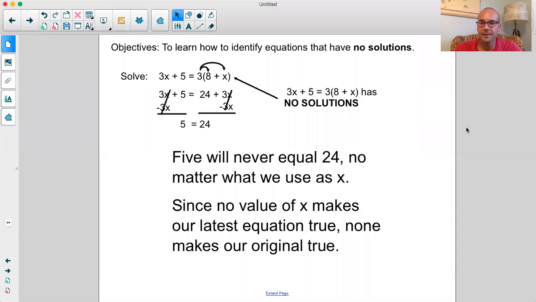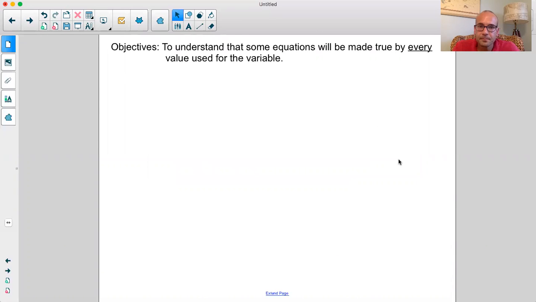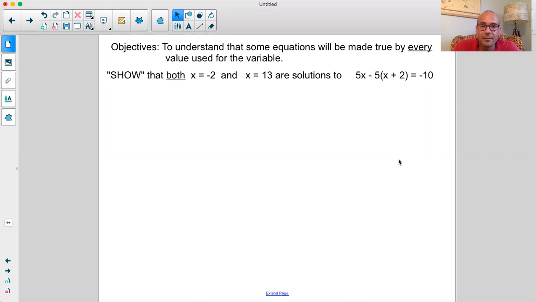So this was the end of the last video where we found out that some equations don't have any solutions at all. Let's continue with the same lesson, but now we're going to move on to the objectives. But first we want to understand that some equations are the total opposite. They will be made true by every single value ever used for the variable.